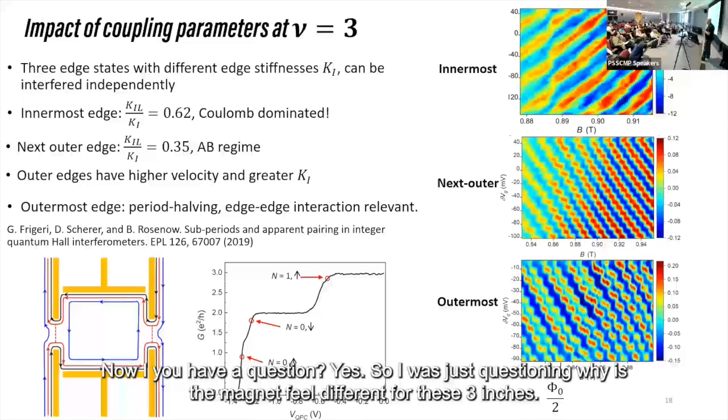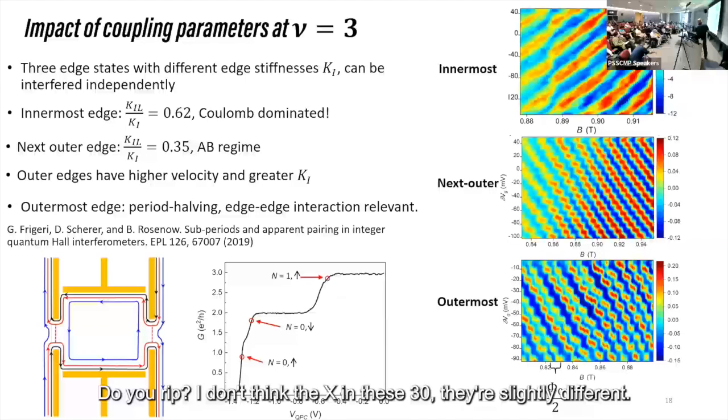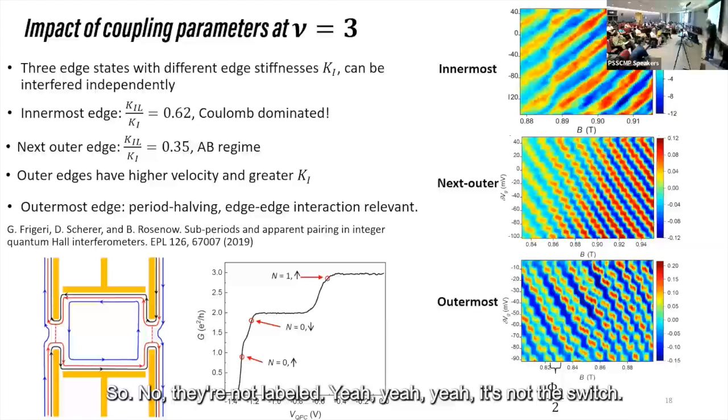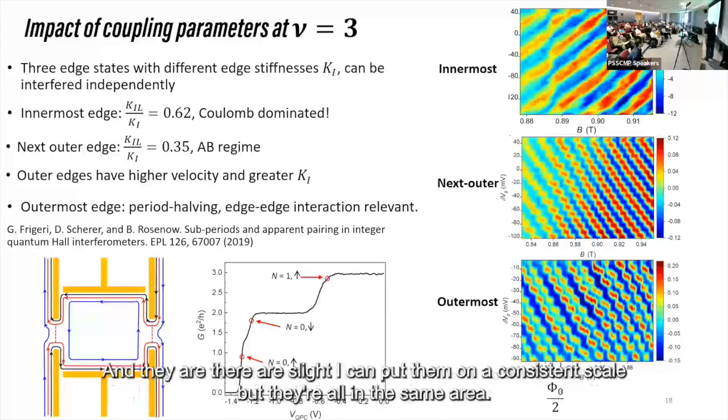Yes, so I was just questioning, why is the magnetic field different for these three edge states? The x-axis in these three. Oh, they're slightly different. I don't know how the labeling's going, but the incompressible region for 3 also is fairly broad. So, no, they're not labeled properly. They're all in the incompressible region. I could put them on a consistent scale, but they're all in the same area.